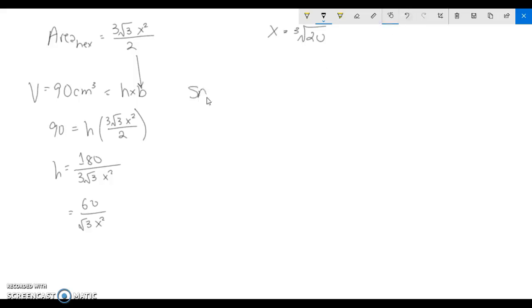Our surface area equals 2 of our hexagons, plus our sides. This is our hexagon. We're going to have 6 sides, and each side has a width of x and a height of h, right? So width of x times h. Our area of each of these rectangles is xh. And we found that h equals 60 over root 3 x squared. Okay? These are our rectangles.